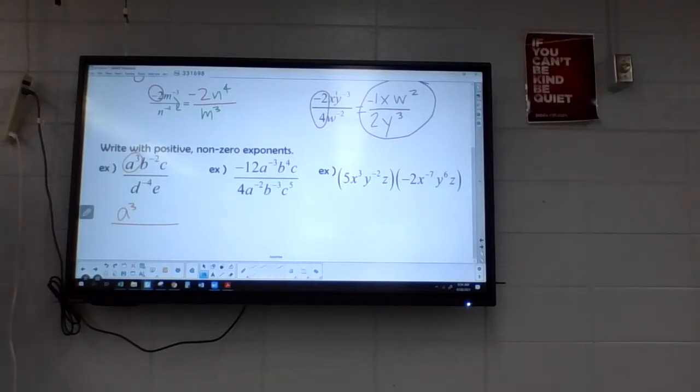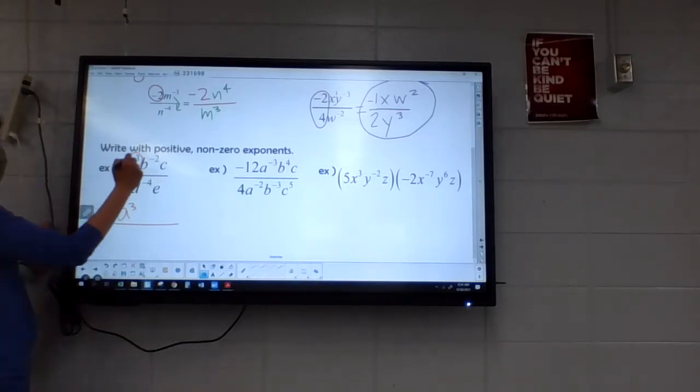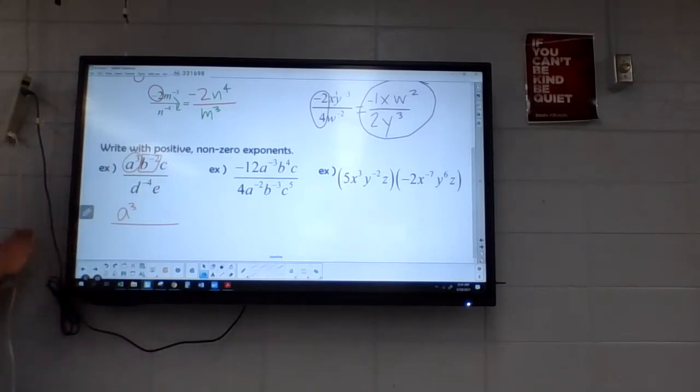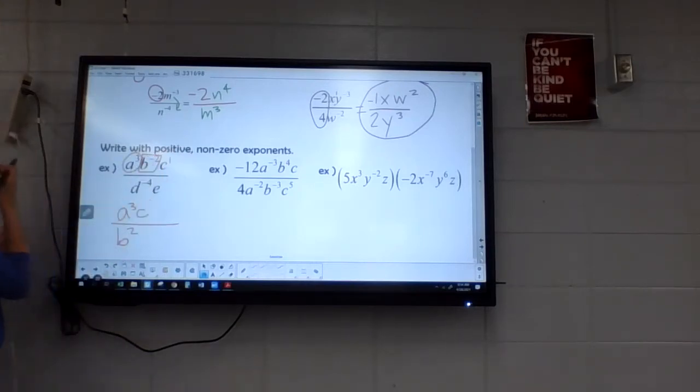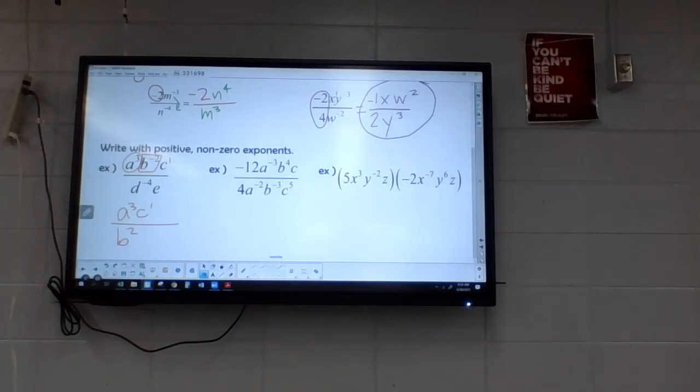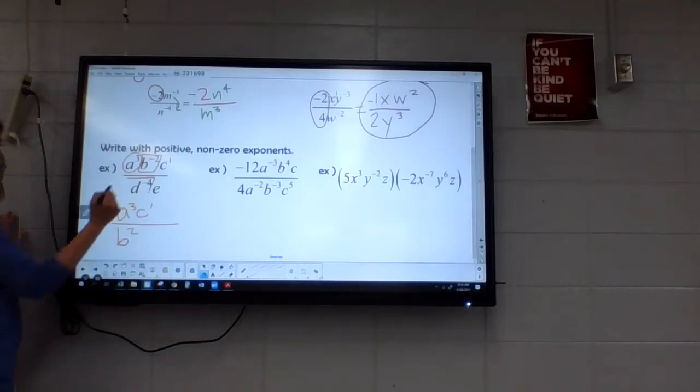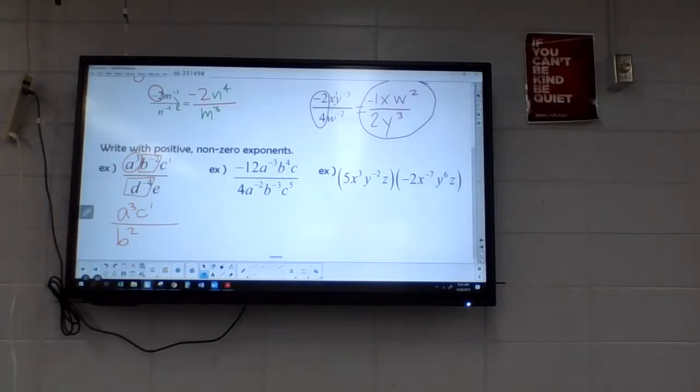How about b to the negative 2? That one's going to have to move because it has a negative exponent. So I'm going to put that one on the bottom, and then it becomes positive. I'm just going to do one thing at a time. How about c? C to the first is fine, so that's going to stay. You don't need the first power. And d to the negative 4 is going to go to the top now.